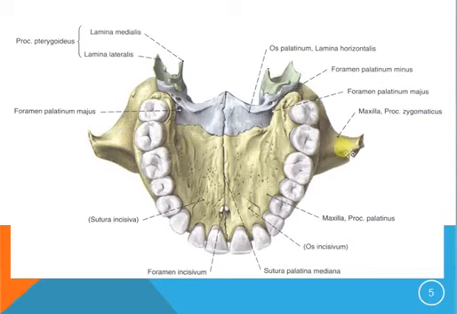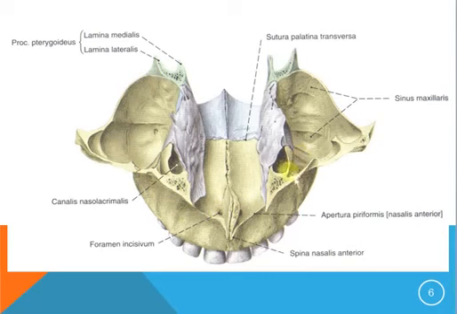This is the processus zygomaticus of the maxilla, which joins with the zygomatic bone. An upper view of the maxilla right here. Here is the sinus maxillaris. Not all of it, but the floor and part of the lateral wall of the sinus maxillaris. This is the canalis nasolacrimalis. Again, the right and the left foramen incisivum. This border here is called the apertura piriformis, and this spine here is called the spina nasalis anterior.